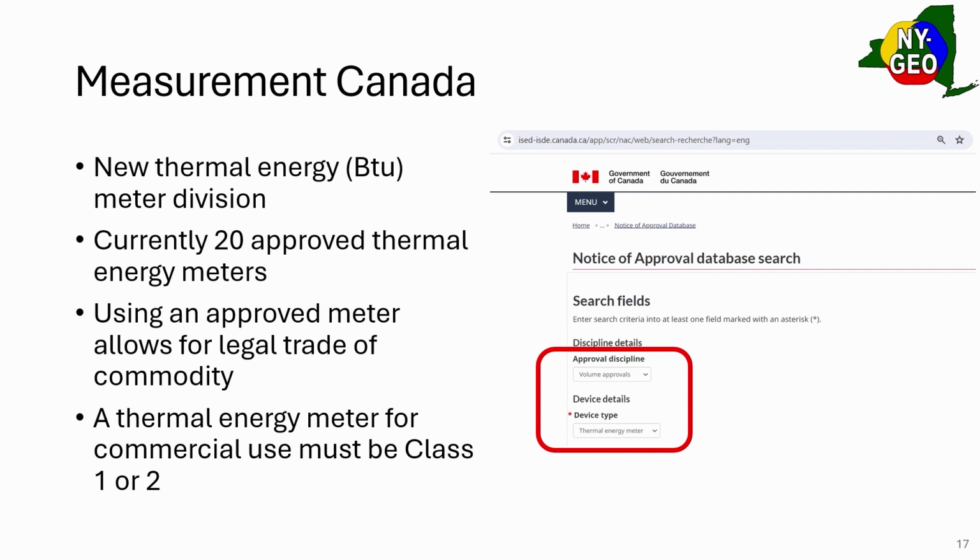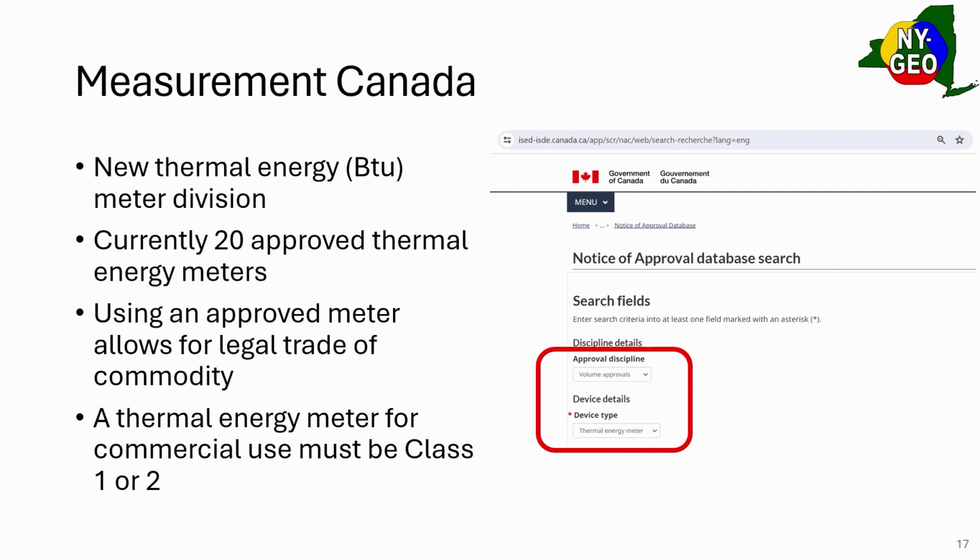And basically what happens is if you're a manufacturer and you think you have the latest and greatest BTU meter, you ship this to the lab in Ottawa. They do testing on the BTU meter. They test each subassembly. So the temperature sensor they test, the flow meter they test, and then there's a calculator portion. They test that as well. And they sum the errors. And we'll get into that after a brief Q&A session. But basically, if it's approved, then you can legally trade BTUs.